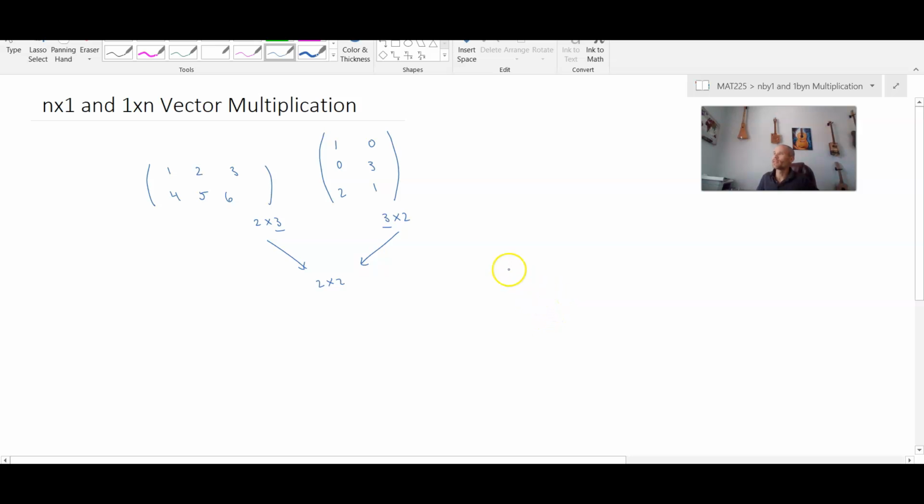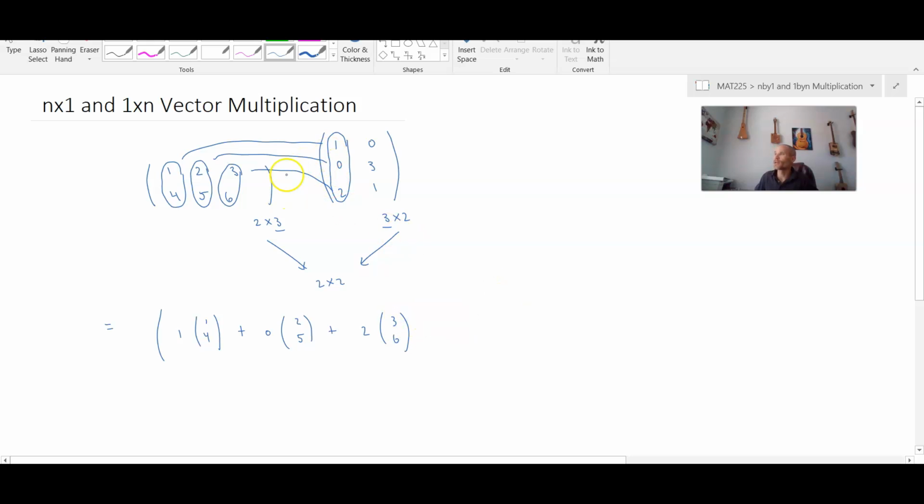Now the way matrix multiplication takes place, the way we've described it, is that every column in the first matrix gets scaled by the corresponding component in the first column of the second matrix, and then we add up those vectors. So we're taking a linear combination of these three vectors in the first matrix. We take 1 times the first vector, the 1, 4 vector. We add to that 0 times the second vector, and we add to that 2 times the third vector.